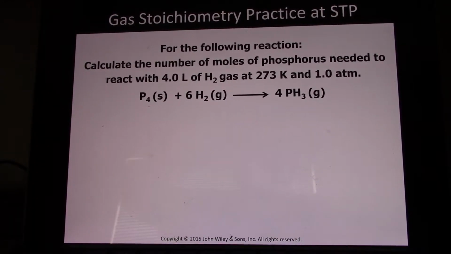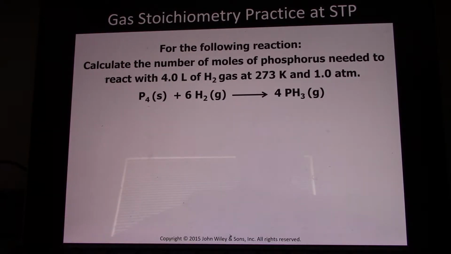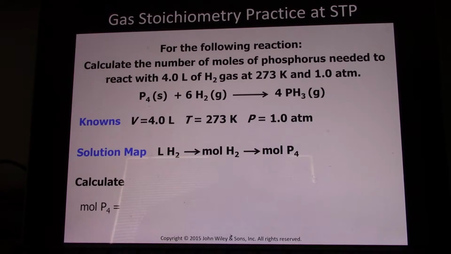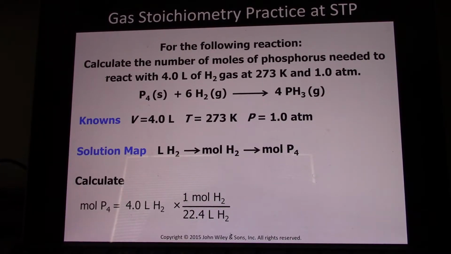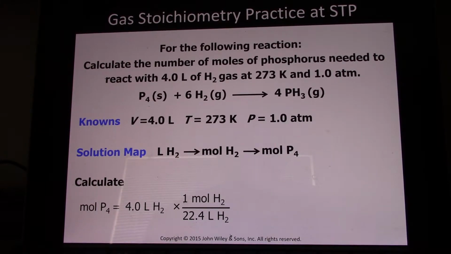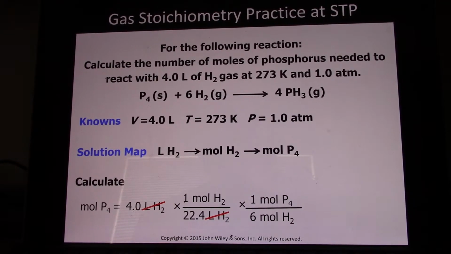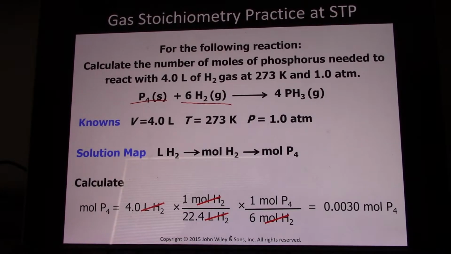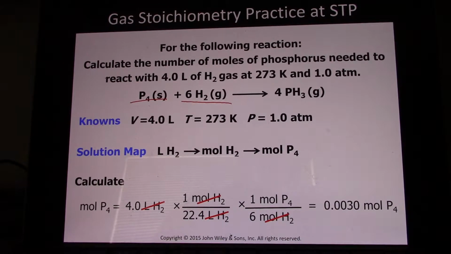So for the following reaction, calculate the number of moles of phosphorus needed to react with 4 liters of hydrogen gas at 273 Kelvin and 1 atmosphere. If you notice, that is at STP, because 273 Kelvin is the same thing as 0 Celsius. And so we convert liters of hydrogen, and we can use our shortcut because we're at STP, so times 1 mole hydrogen divided by 22.4 liters of hydrogen. And now we do our stoichiometry, and we see that we need 1 mole of phosphorus for every 6 moles of hydrogen. And we need 0.0030 moles of phosphorus, of P4.